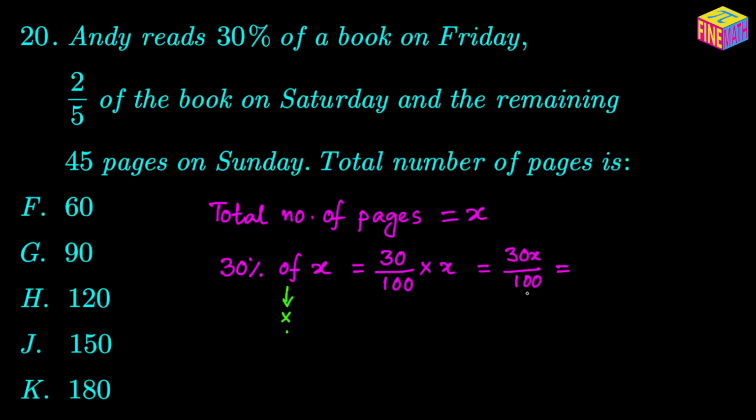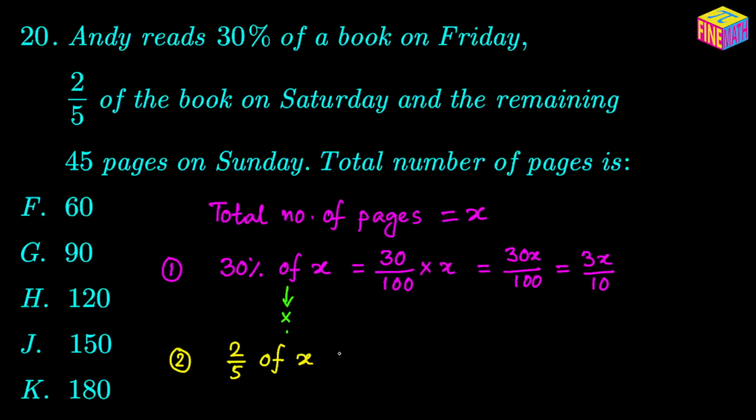And if we reduce it a little further, it would be 3 times x over 10, because if you divide the numerator and the denominator by 10, that gives us 3 over 10, multiplied by x, so that is 3 times x over 10. That is the number of pages that Andy read on Friday. And how about Saturday? Well, Saturday he read 2/5 of the book. So 2/5 of x that he read on Saturday.